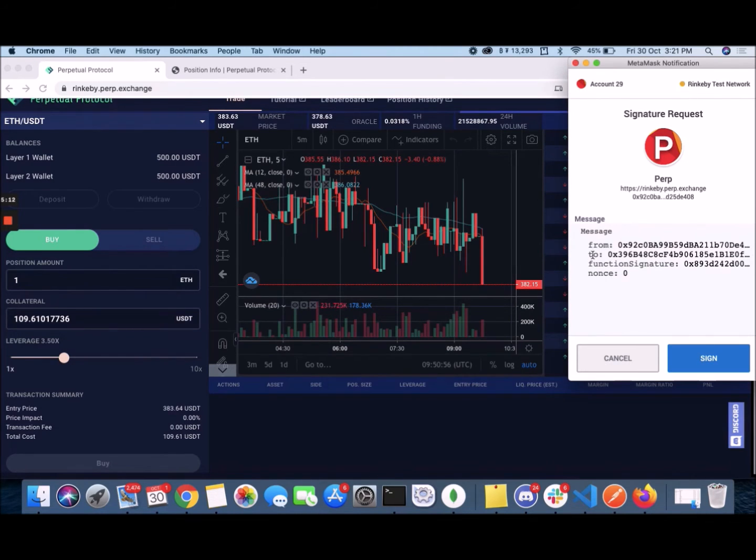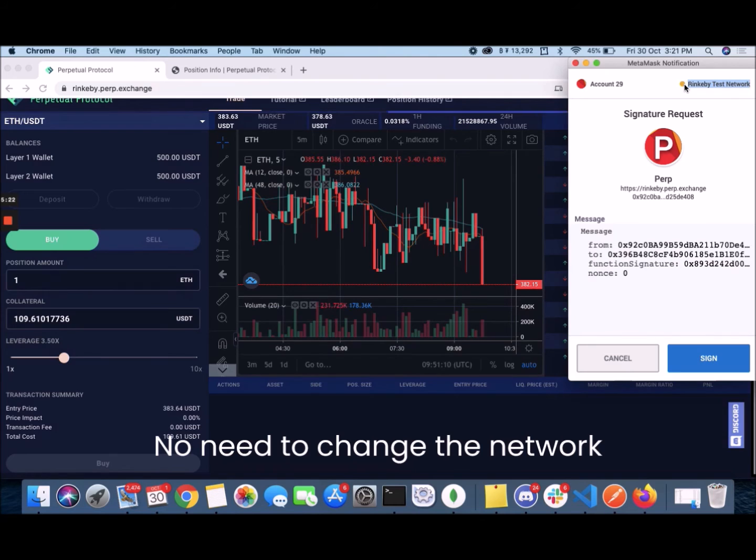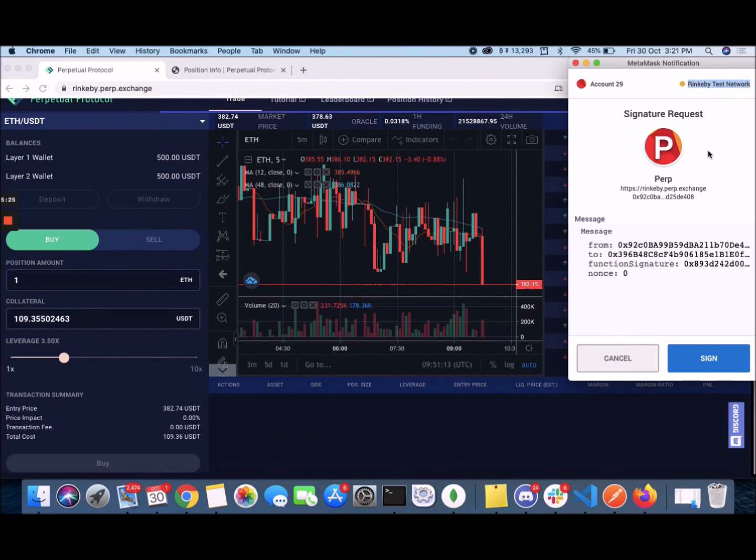Once again, as you can see, this trade transaction is gasless. The user doesn't need to pay any fees. The user also doesn't need to manually change the MetaMask network to make this happen. So the user enjoys the gasless transaction with no additional steps.